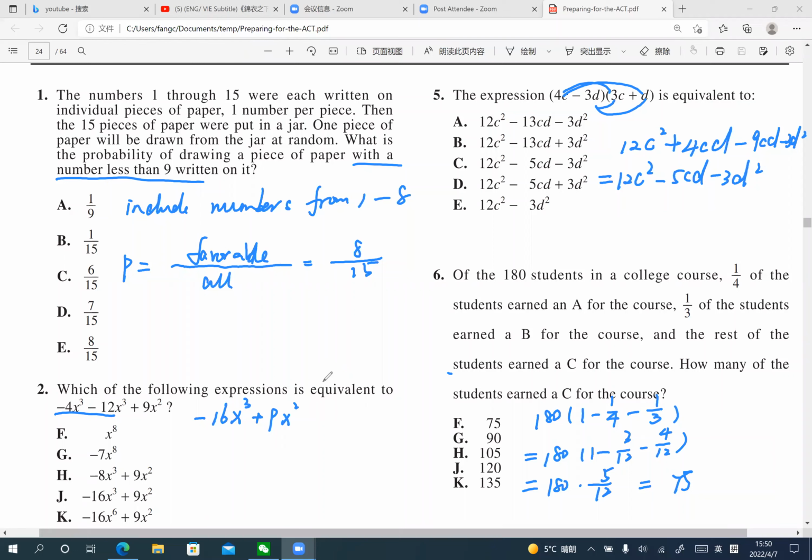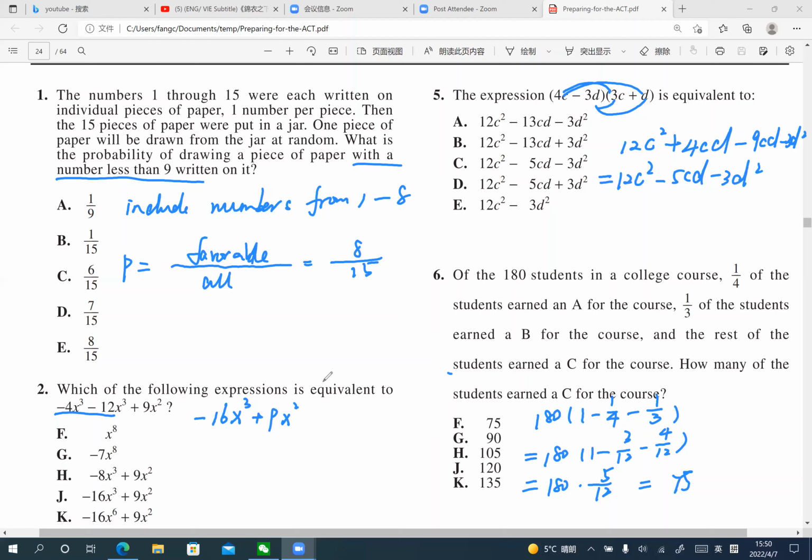Question 1. The numbers 1 through 15 were each written on individual pieces of paper, one number per piece. Then the 15 pieces of paper were put in a jar. One piece of paper will be drawn from the jar at random. What is the probability of drawing a piece of paper with a number less than 9 written on it?